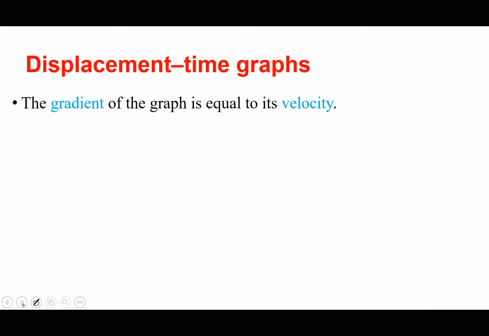So the gradient of a displacement time graph gives us the velocity, and it means the steeper the gradient or the steeper the slope, the greater the velocity. And I said a graph like this one will tell us whether the object is moving forward or backwards. And if the gradient is negative, it means the velocity is negative, which means the object is now moving backwards, or moving in the opposite direction to which it was moving before.